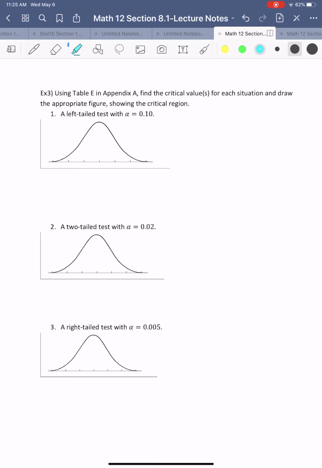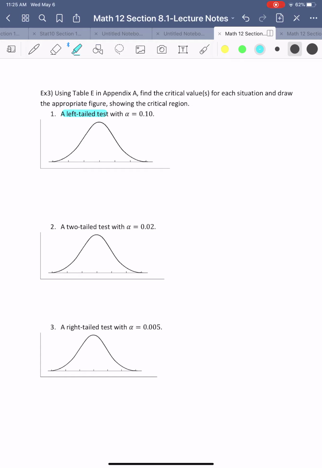So in number 3, we're going to use Table E in the appendix to find the critical value for each situation and draw the appropriate figure, showing the critical regions. This time, we have a left-tail test with alpha equal to 0.10.